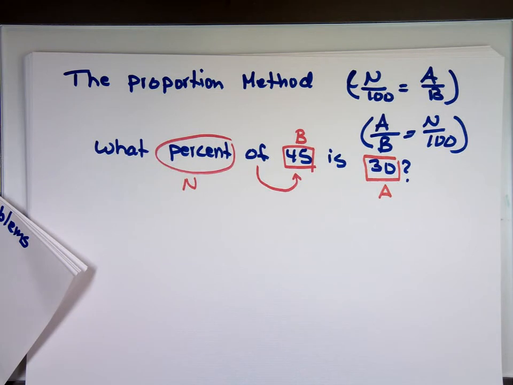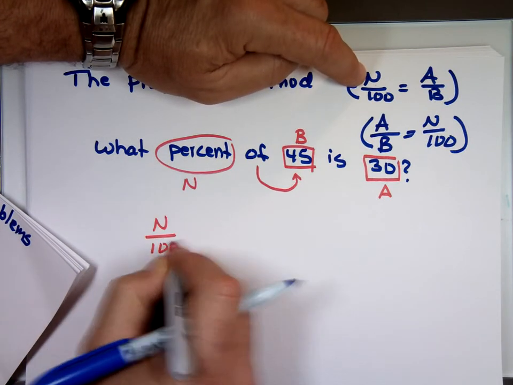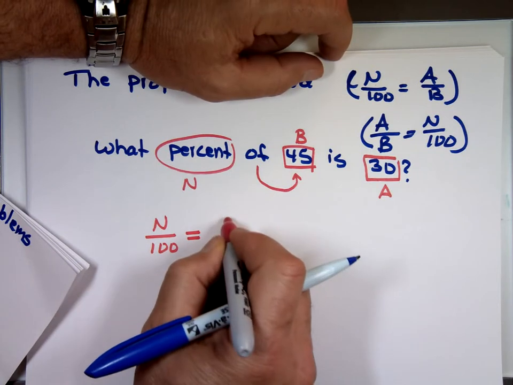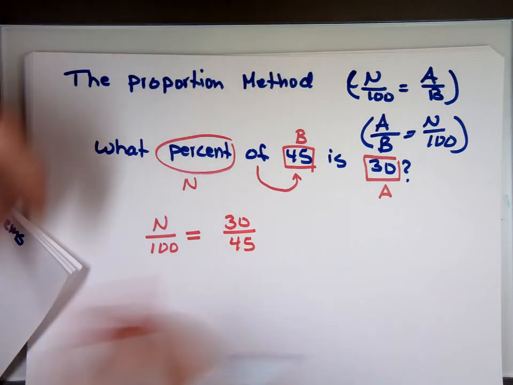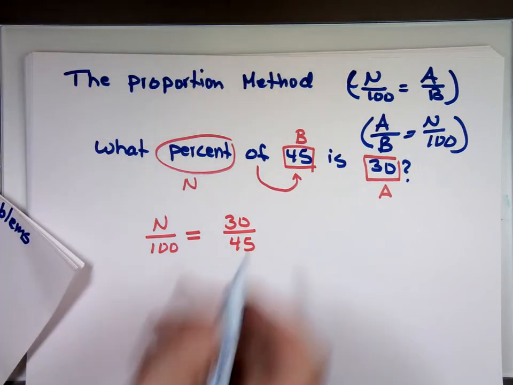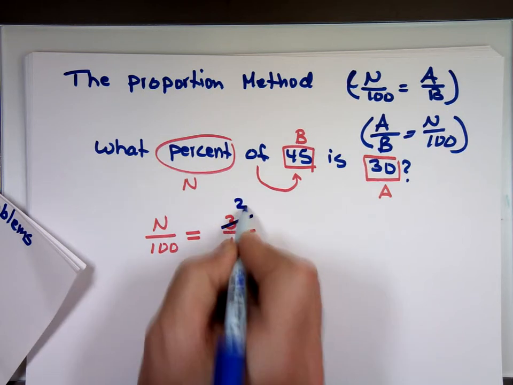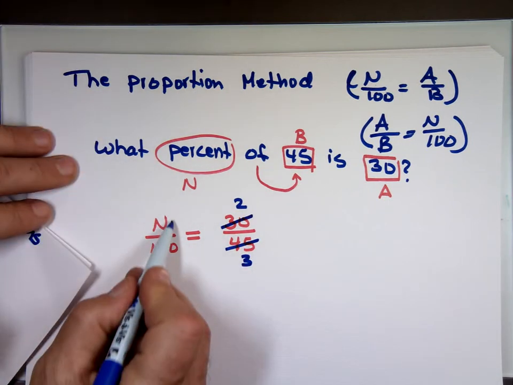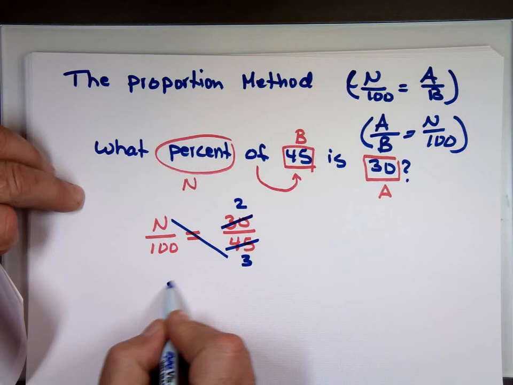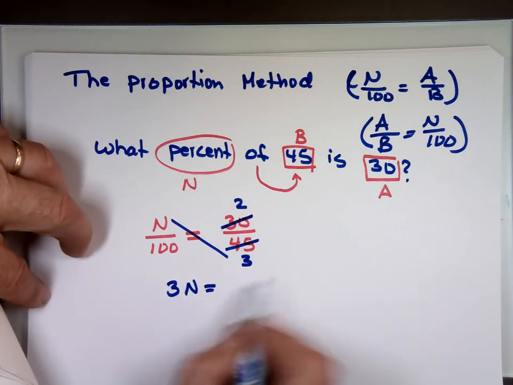Plug them in. Either one. N, which is unknown, to 100 equals the amount, which is what? 30 to 45. It might be easier on us if we simplify 30 and 45, because you can divide them both by 15, right? By 15, that's 2, and by 15, that's what? 3. It makes the number smaller. Now cross multiply. 3n equals what? Is that 200?